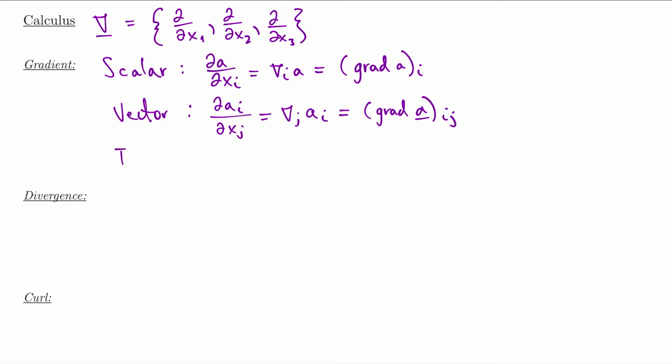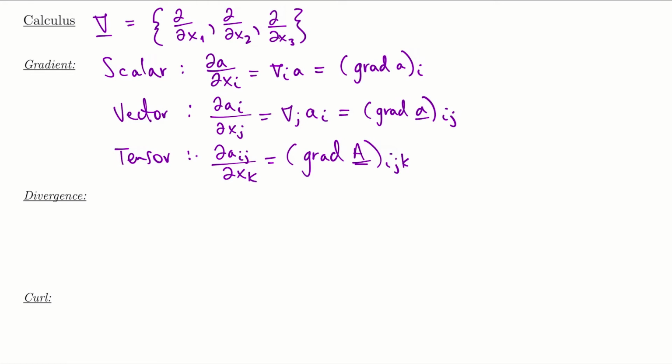And then if we take the gradient of a tensor, we can't repeat that index, right? So we've got to go one more. That's going to be the gradient, written in vector notation like this, of i, j, k.